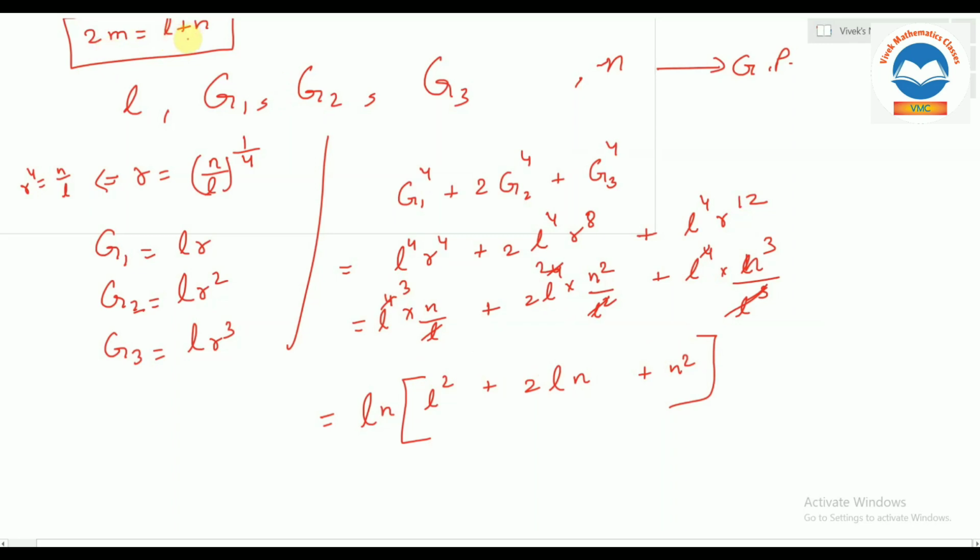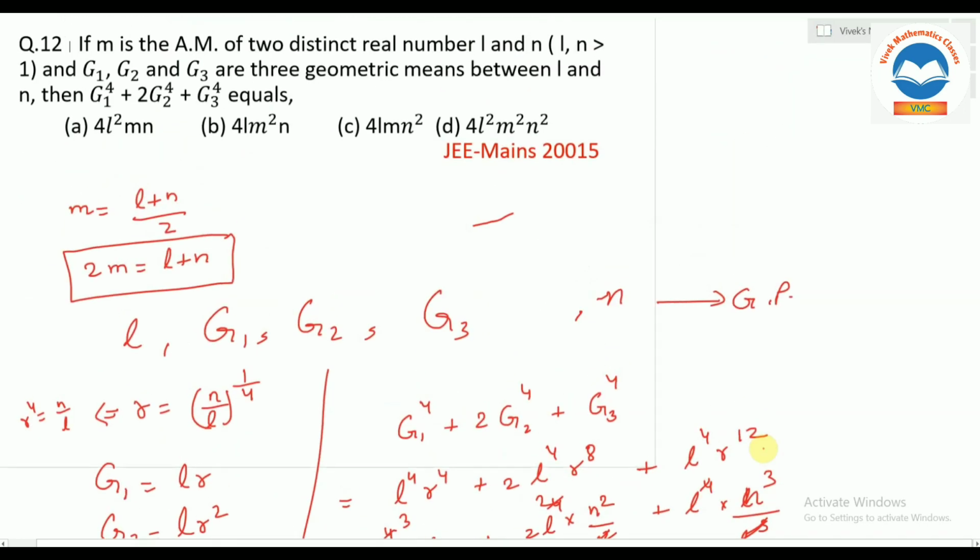2m will be equal to L plus n. So what I will do? This is L plus n the whole square formula, a square plus 2ab plus b square. So this one we can write as ln into L plus n the whole square. So this will be ln into, this will be 2m square. So what will be your answer? 4m square L into n. 4m square ln. This will be your answer. 4m square ln. B part will be your answer.